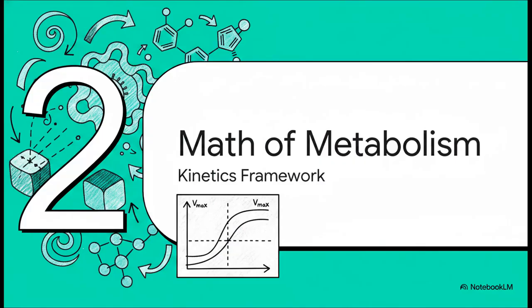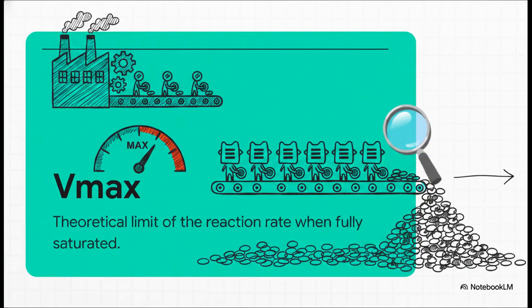Moving right along to section 2, the math of metabolism. Okay, so how fast do these biological reactions actually happen? Well, we translate that physical 3D shape into mathematical speed using the Michaelis-Menten framework. And we'll start with Vmax. Think of a biological factory. Vmax is the absolute maximum production speed possible when every single enzyme worker on the assembly line is fully occupied or saturated with raw materials.